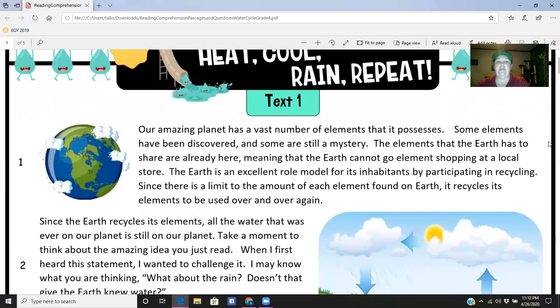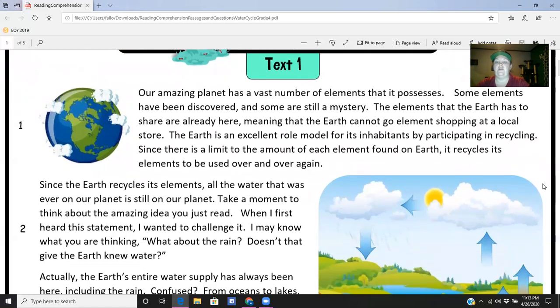Our amazing planet has a vast number of elements that it possesses. Some elements have been discovered and some are still a mystery. The elements that the Earth has to share are already here, meaning that the Earth cannot go element shopping at a local store. The Earth is an excellent role model for its inhabitants by participating in recycling. Since there is a limit to the amount of each element found on Earth, it recycles its elements to be used over and over again.